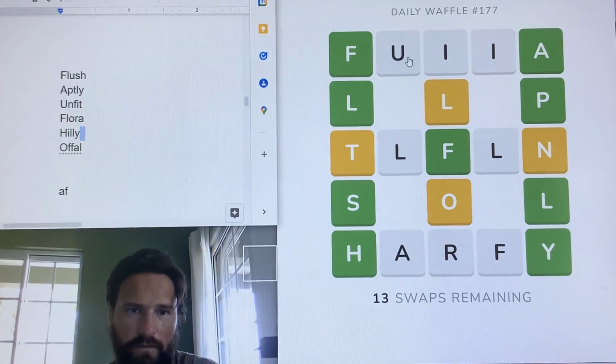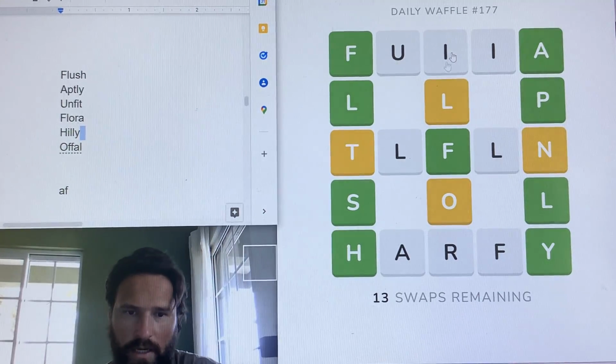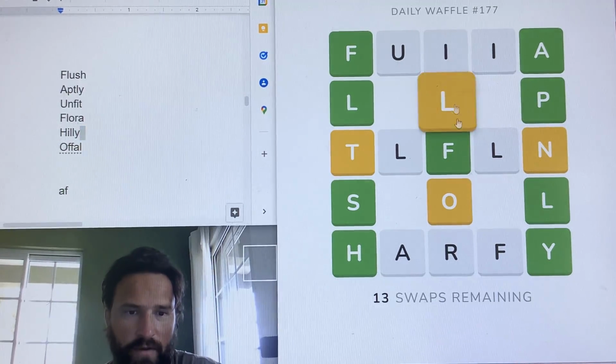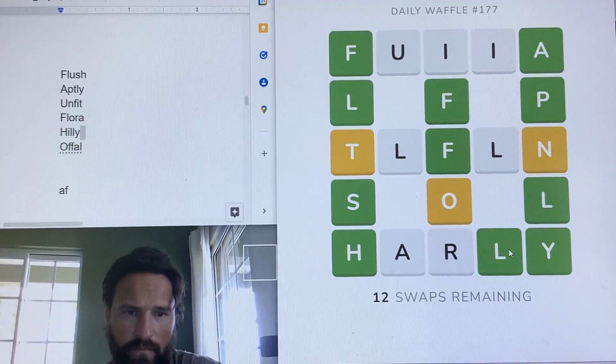All right, so Flora, this I wants to be an O. Where are the I's? There's no O there. Unfit. Nope. The only O is here. I don't think that's gonna work. So this wants to be an R. That's not an R. This L wants to be an F. The other F, yeah, that works. These should both turn green. Very nice.